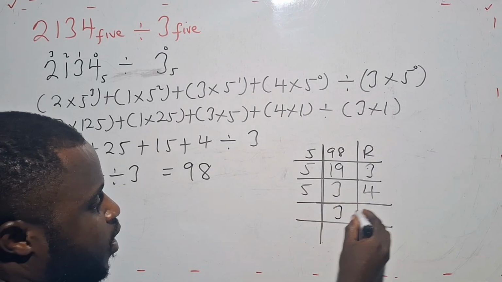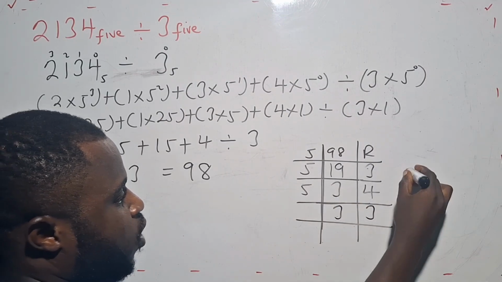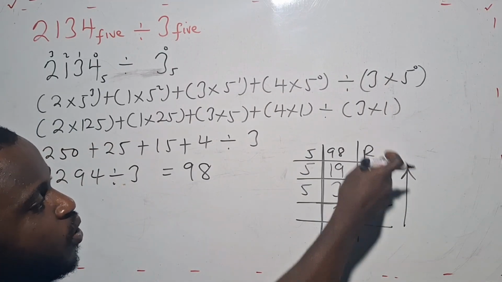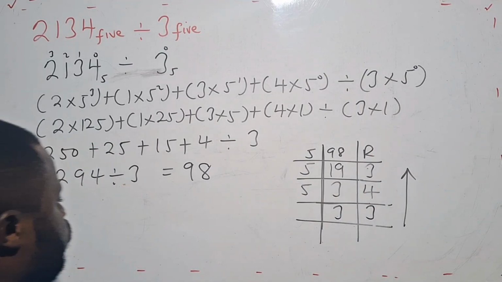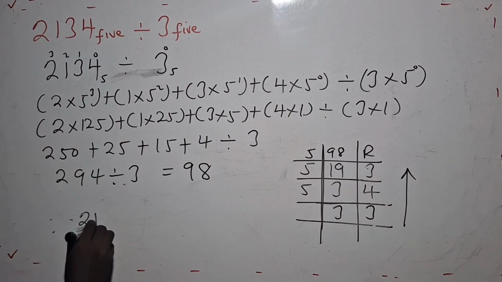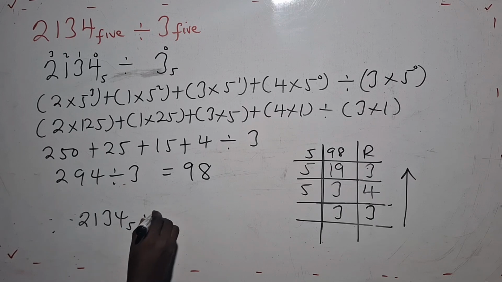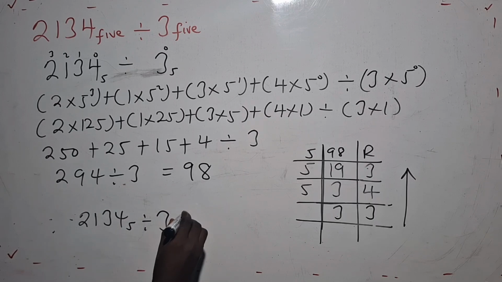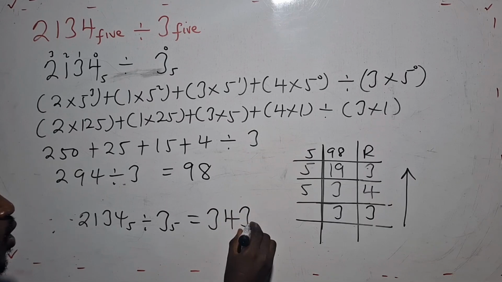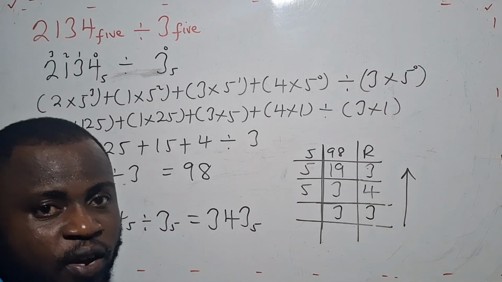So you bring the remainder down, then you repeat it here. Then you pick your answers from down to the top. Now we've gotten 343 base 5. So we conclude by saying that therefore 2134 base 5 divided by 3 base 5 will be equal to 343 base 5. So this is how we simplify this question.